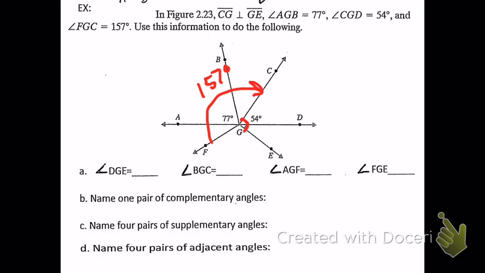Yes, 36 degrees. How'd you get that? You know that CGE is a 90-degree angle, so you take 90 minus 54. She knew that this is a right angle and CGD is a part of it, so the rest of it would be 36. So angle DGE is 36 degrees. That's 90 minus 54.